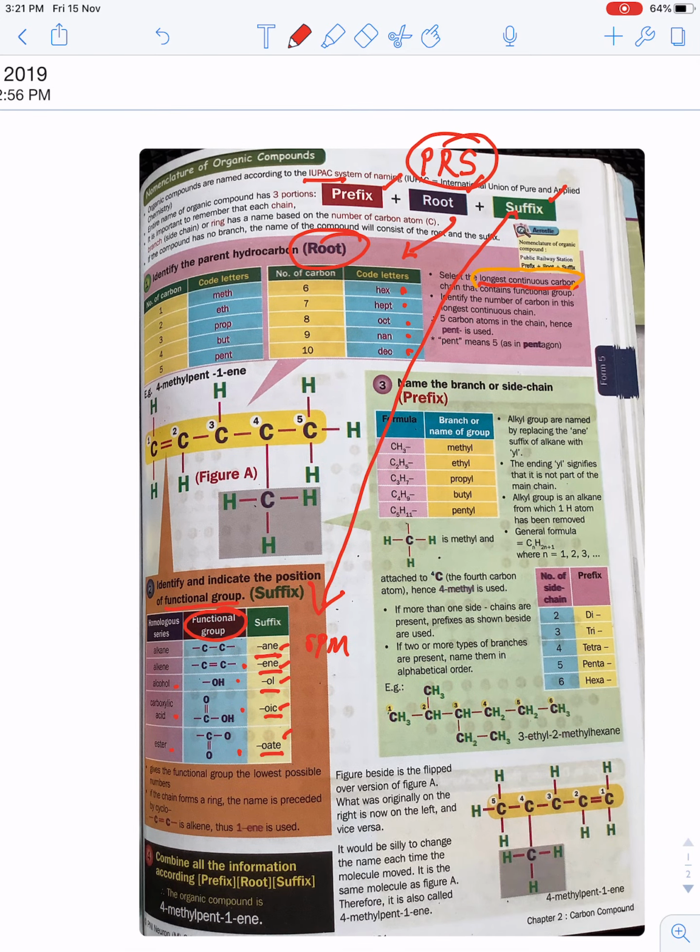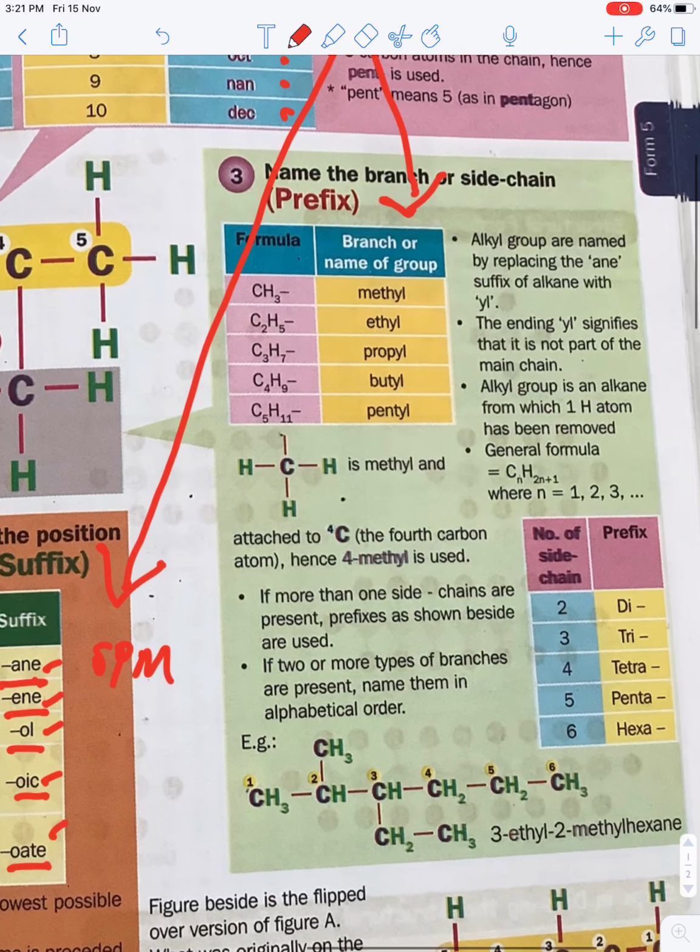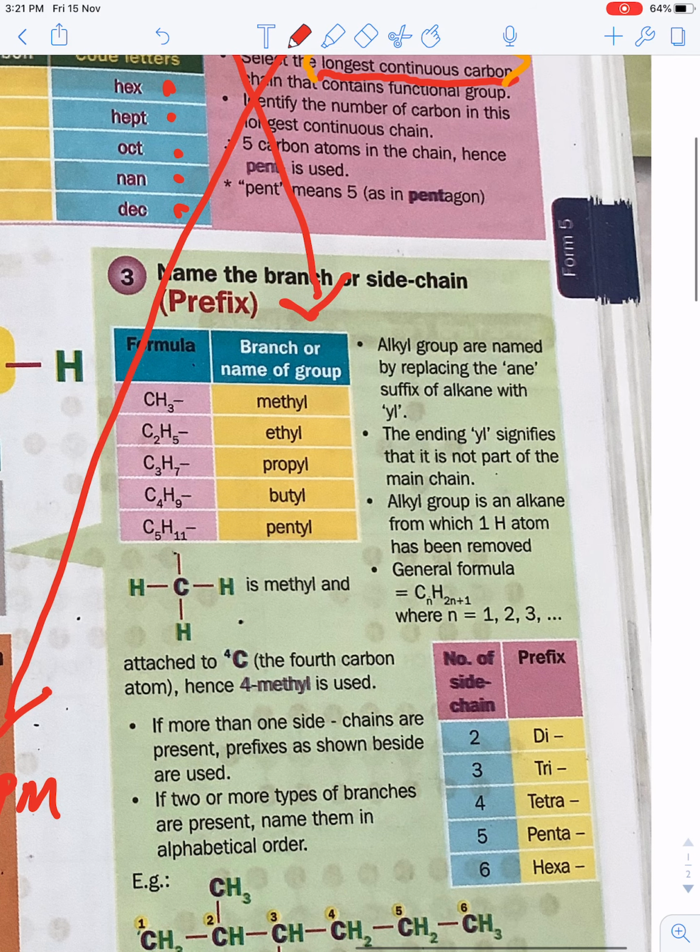Kita dah done with the root, we done with the suffix. The last will be the prefix. Prefix ni is actually referred to the branches. So later I will show you a root that is a parent, and beside that root you're going to have a branch. That branch is called as a prefix carbon. So we will modify a name accordingly. Kalau dia ada 1 carbon, kita call methyl, ethyl, propyl, butyl, pentyl.